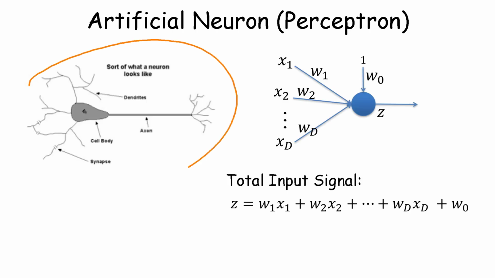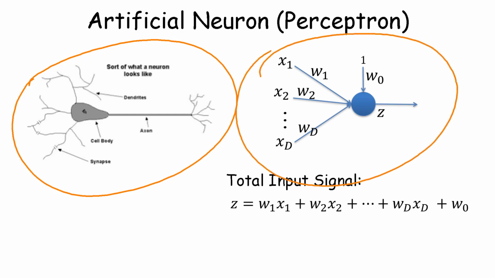The building block of a biological nervous system is a neuron, and likewise, the building block of an artificial neural network is an artificial neuron, also known as a perceptron. An artificial neuron takes its inputs through its dendrites, integrates them, and produces a single output.